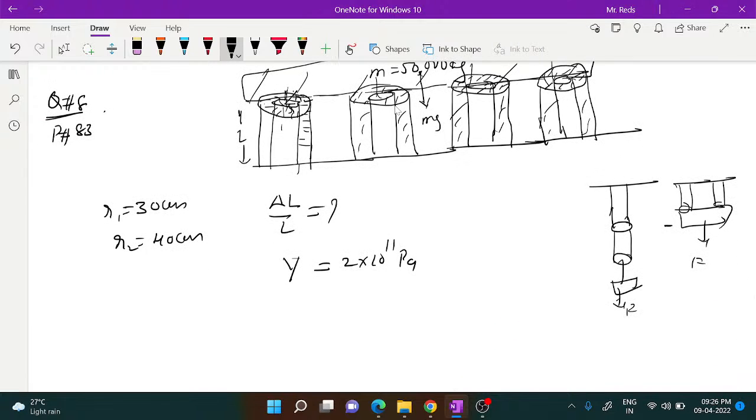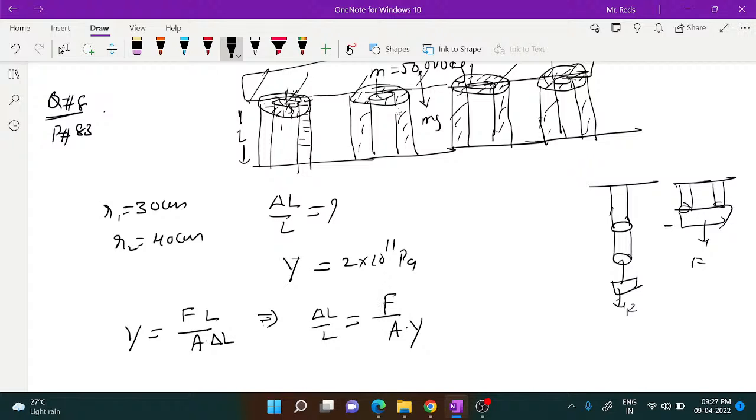First, the Young's modulus formula. Y is equal to F L by A into delta L for each rod. As we are asked to find delta L by L, you can bring L over. Then delta L by L is equal to F by A Y.